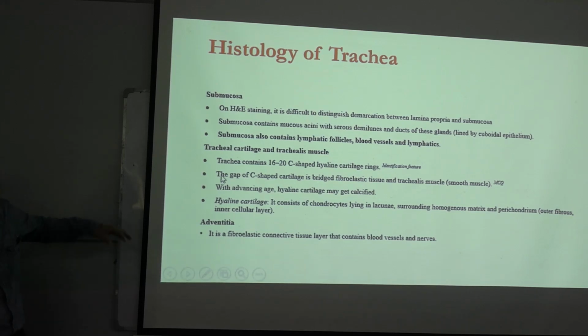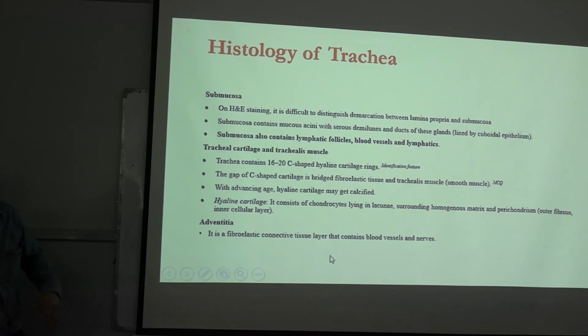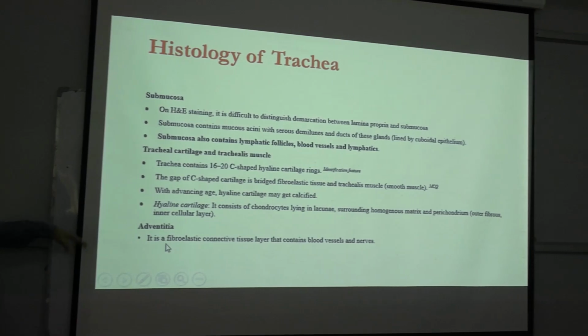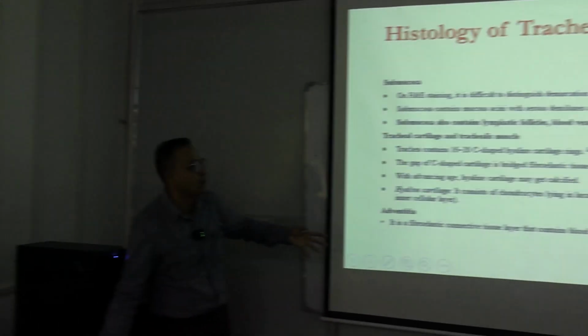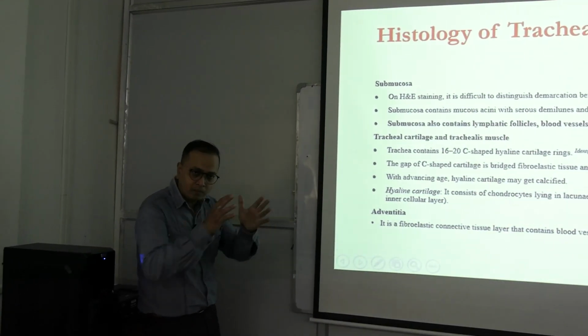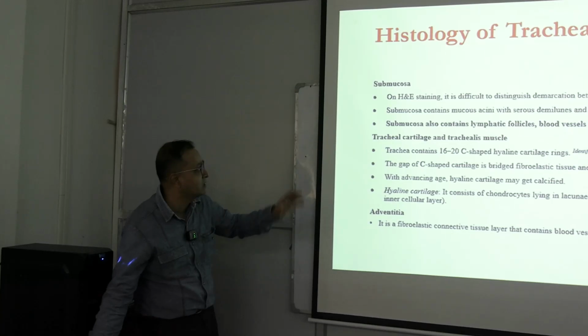After this third layer, the outermost layer we call the connective tissue layer, the fibroelastic connective tissue. That means some fibrous element and some elastic element are present in it. We call it the adventitia, the outermost layer, where blood vessels from outside permeate through and supply it, and nerves are there as well.